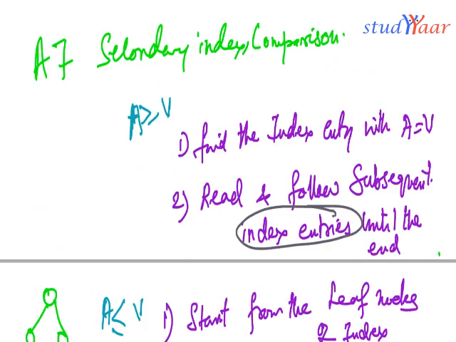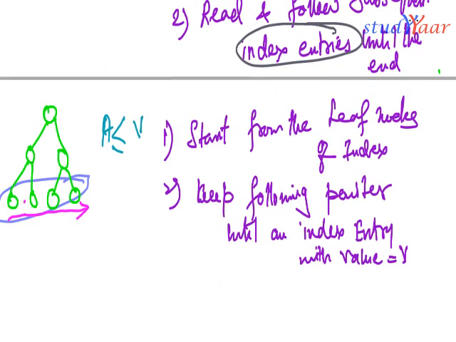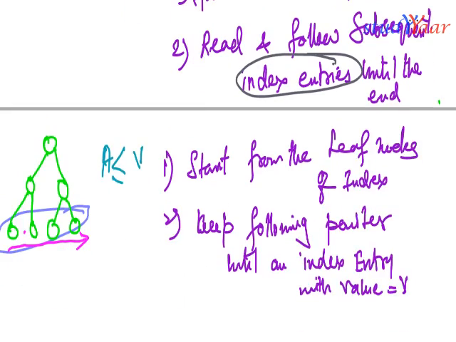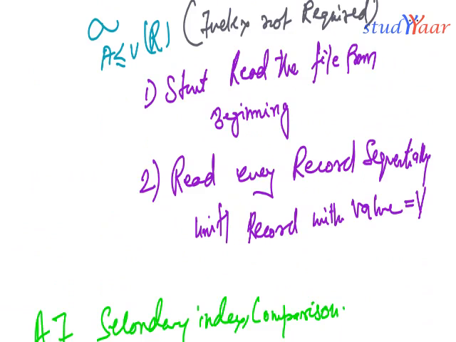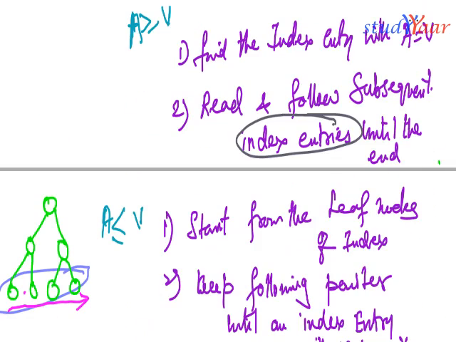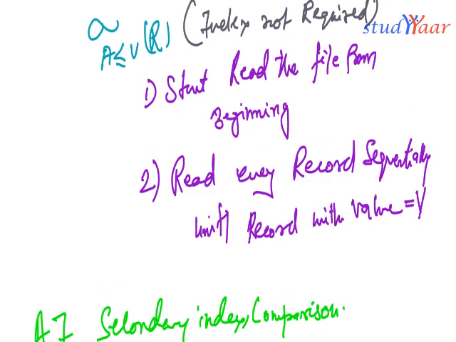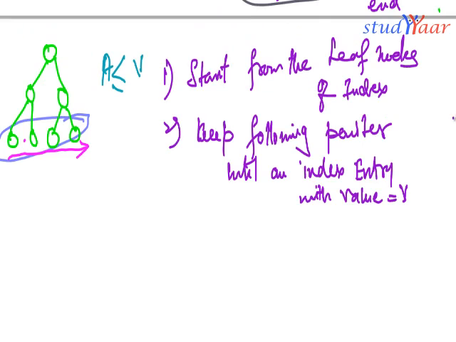Just remember that A7 is a secondary index, therefore it can be very costly. For every pointer it may happen that I have to make a new block access. In A6 we sequentially read the entries in the file, while in A7 we sequentially read the entries in the index.